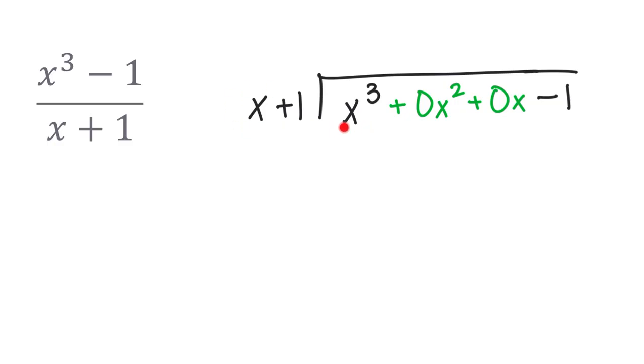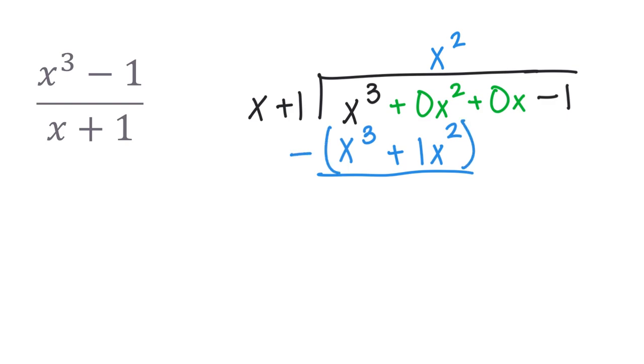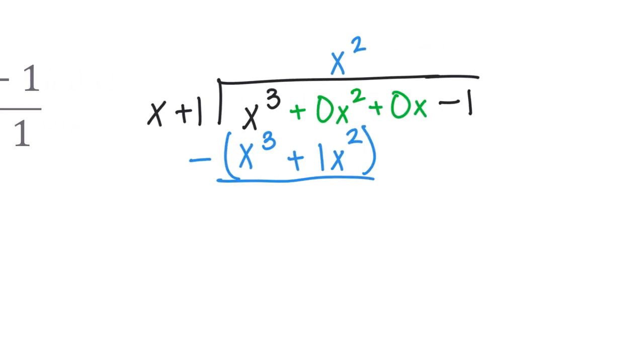What times x would give me x cubed? X squared. Again, line it up with the same terms, the same powers, degrees. So I'm going to have x cubed plus 1x squared. Don't forget, you are subtracting. And looking at it, that means I'm going to change my signs.